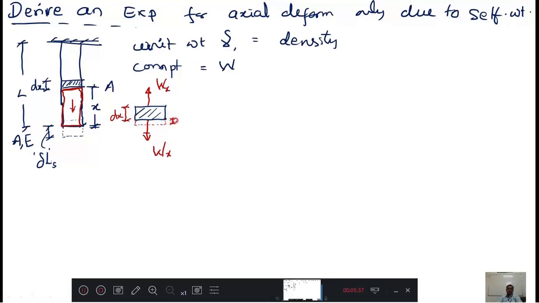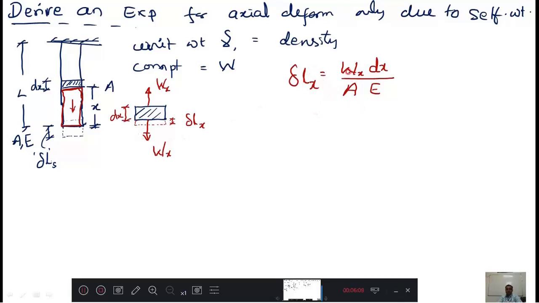Now if this small strip extends, let us consider the extended length of the small strip as delta Lx. Then I can write the expression for this delta Lx very easily by using the prismatic bar method. Delta Lx equal to PL by AE. P here is Wx, L here is dx, A is A, and E is E. Now this is your small strip's extension.